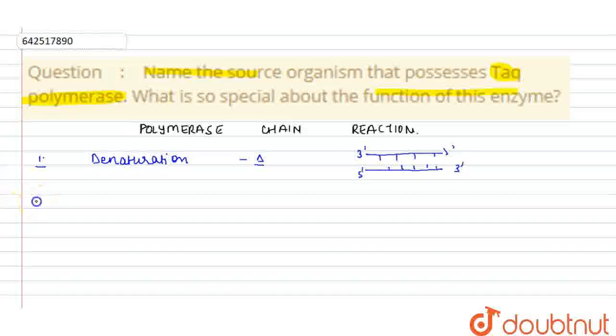Second step, after the denaturation, what will happen? The second step is known as annealing. In the annealing process, we add primers to the separated DNA strands, and you know that the function of the primer is to initiate the replication. So now after the addition of the primers, the third step will be replication.